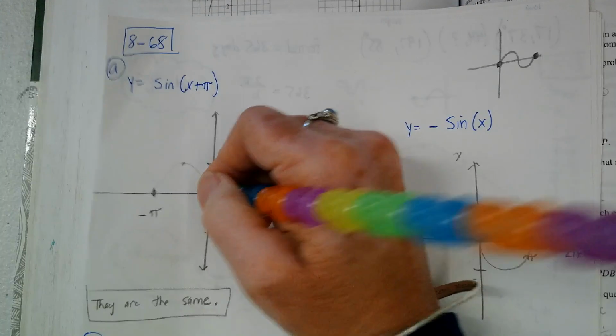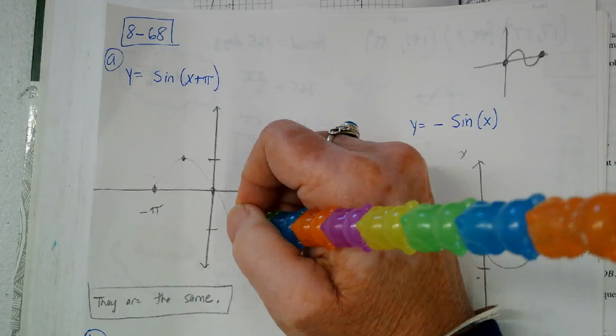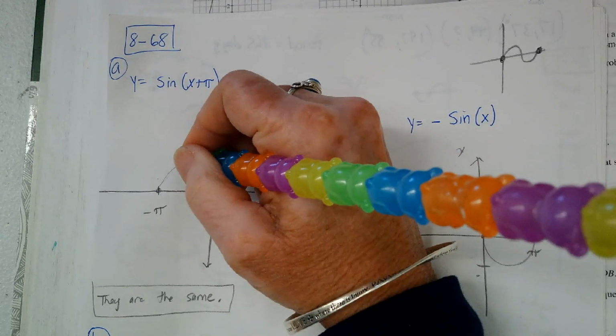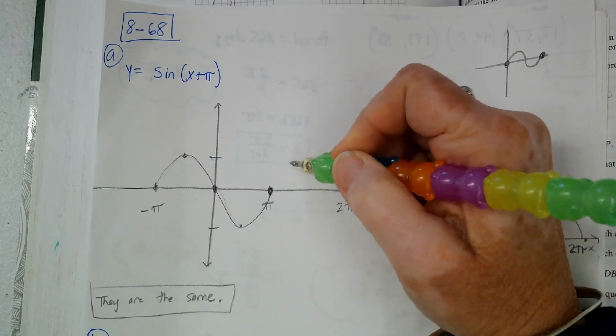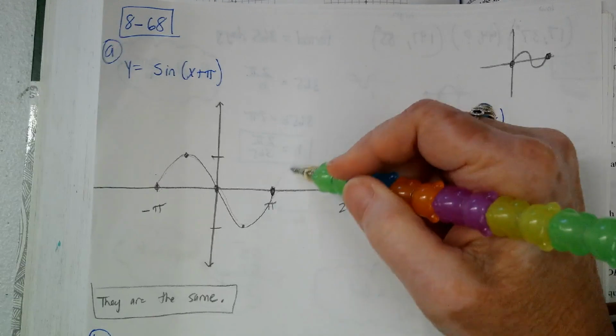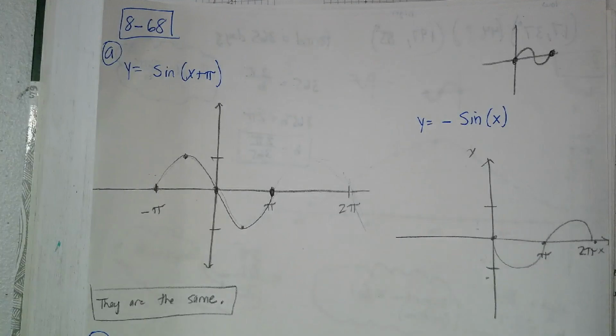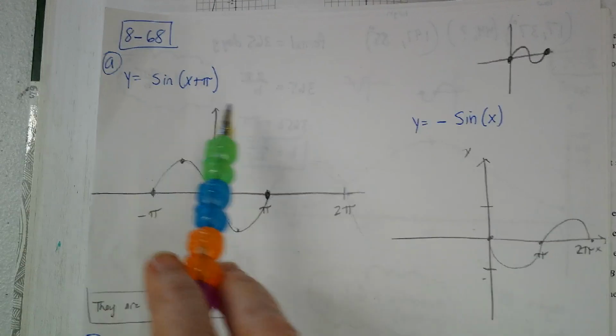And then I know it goes through the center line, and it goes up first and down second. So just one cycle would be like this, and if I want to keep it going, it would keep going. Okay, and so that's sine of x plus pi.